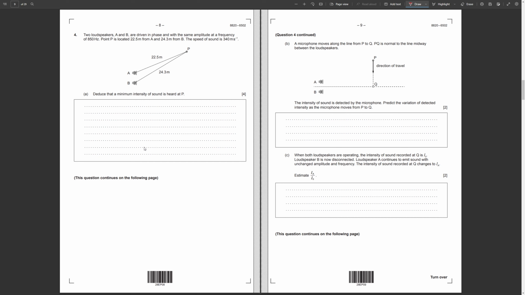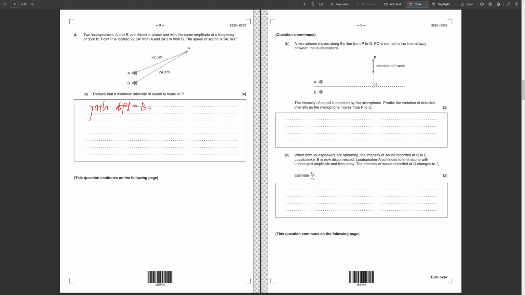Question 4. We have two loudspeakers emitting sound waves towards point P, and because these two paths are not the same length, there is a certain path difference, and depending on that path difference, it could be constructively interfering or it could be destructively interfering. All you need to do is make a calculation, get the exact path difference, and relate that path difference with the multiple of wavelength.